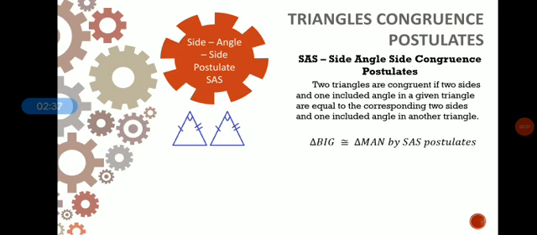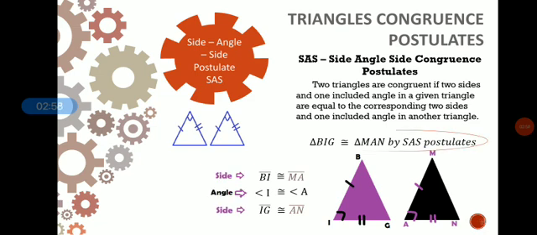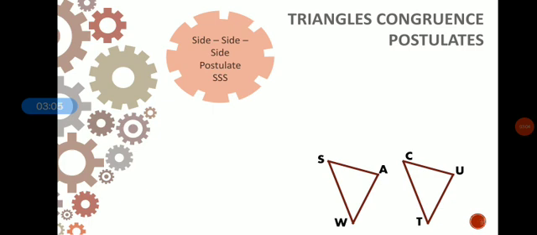Let's see if we have triangle BIG congruent to triangle MAN by SAS. So titingnan natin, side BI is congruent to side MA, angle I congruent to angle A, and side IG is congruent with side AN. This is side, angle, side congruence postulate. Next, if we have side, side, side, ganito ang magiging markings.